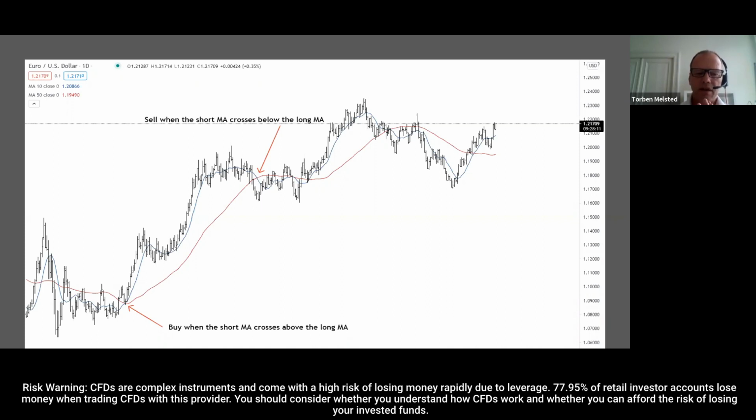This one, it's a mechanical system. When they cross, in this, when you see the 10 period, and this is the 10 day moving average, crosses above the 50, then you have to buy. Here you have to sell. Here you have to buy. Here you have to sell. Here you have to buy.